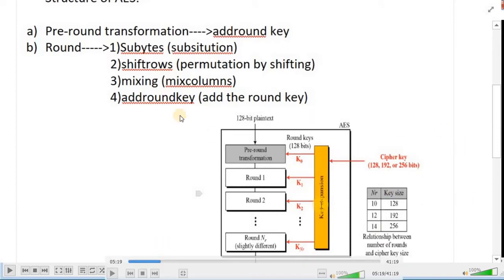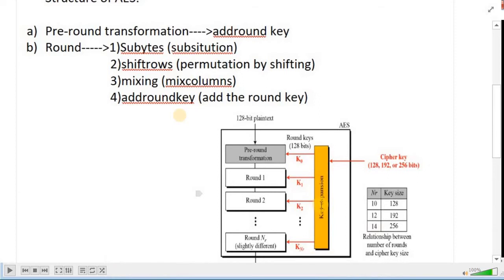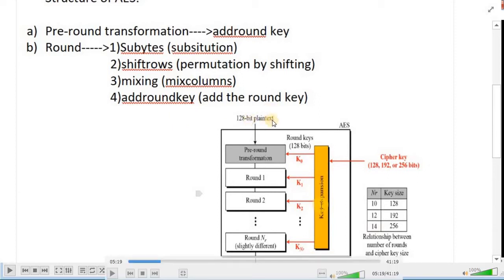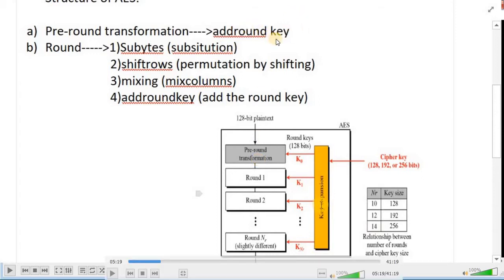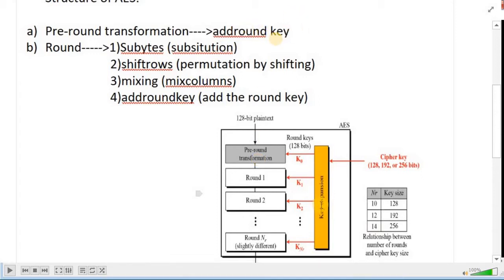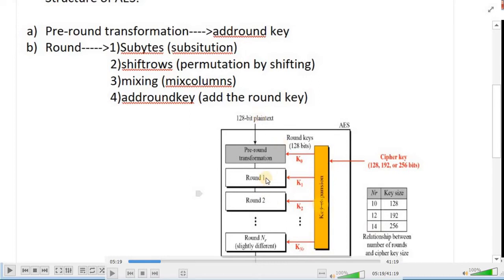So the structure of AES can be understood in this way. This is my 128-bit plain text. The 128-bit plain text is fed into the pre-round transformation. Before going to the pre-round transformation, the 128-bit plain text is converted into the state. When the pre-round transformation in the form of AddRoundKey is finished, then round 1 is performed, and after round 1, round 2 is performed, and after finishing all of the rounds, the ciphertext will be generated.